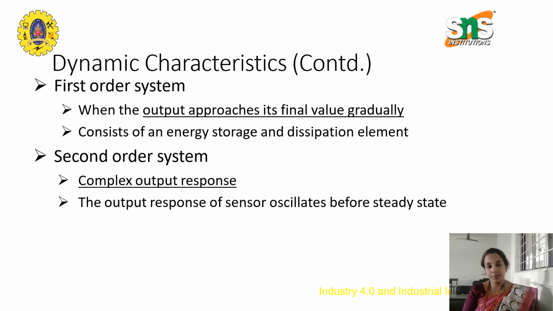The first order system is the next dynamic characteristic. When the output approaches its final value gradually, then it is called a first order system. It consists of an energy storage and dissipation element. Second order system means it is a complex output response. The output response of the sensor oscillates before the steady state.